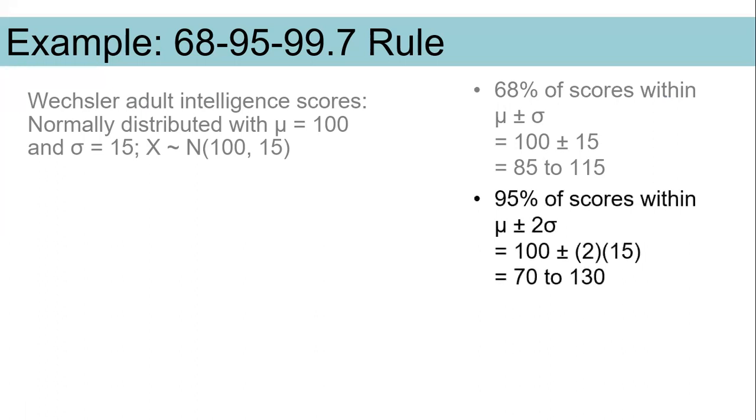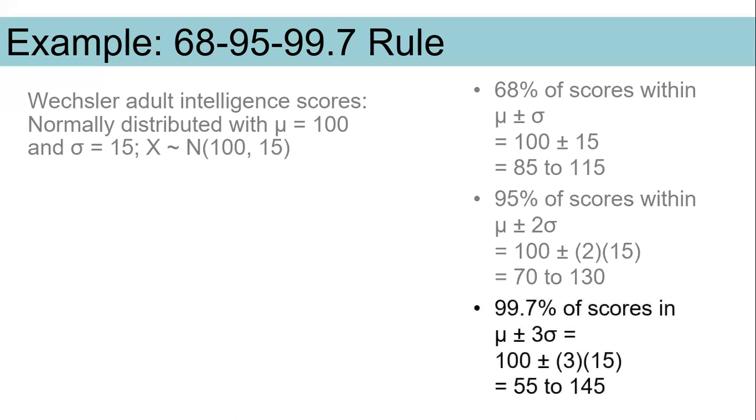If you have two standard deviations away from the mean, then you have 100 minus 2 times 15, which is 30. So that's 70. And 100 plus 2 times 15. 2 times 15 is 30. 100 plus 30 is 130. This means around 95% of the scores range from 70 until 130.